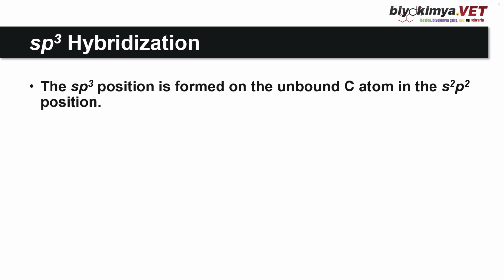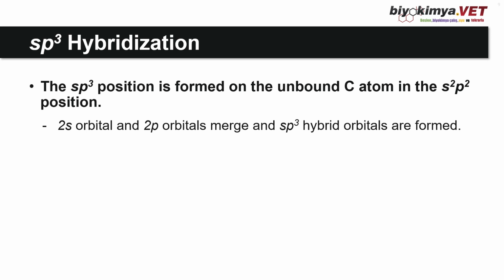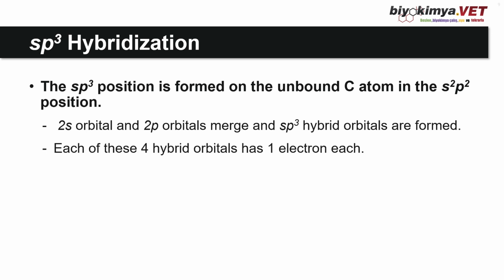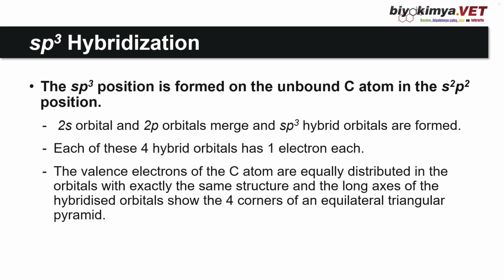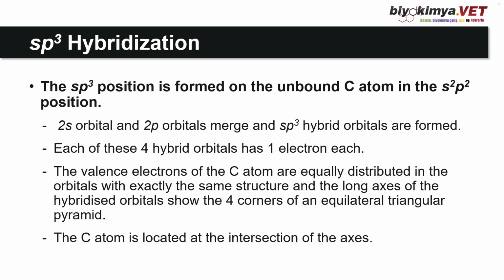The sp3 state is formed from the unbound carbon atom in the 2s2 2p2 configuration, where the 2s orbital and 2p orbitals merge and sp3 hybrid orbitals are formed. Each of these 4 hybrid orbitals has 1 electron. The valence electrons of the carbon atom are equally distributed in orbitals with exactly the same structure, and the long axes of the hybridized orbitals point to the 4 corners of a tetrahedron. The carbon atom is located at the intersection of the axes.